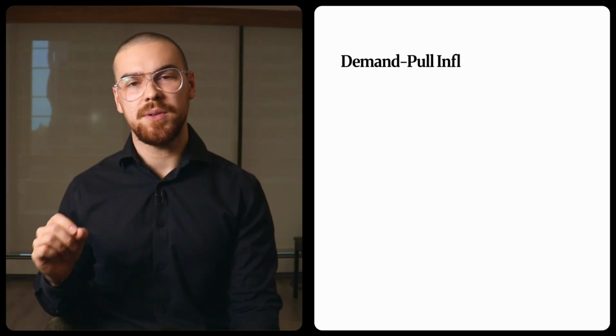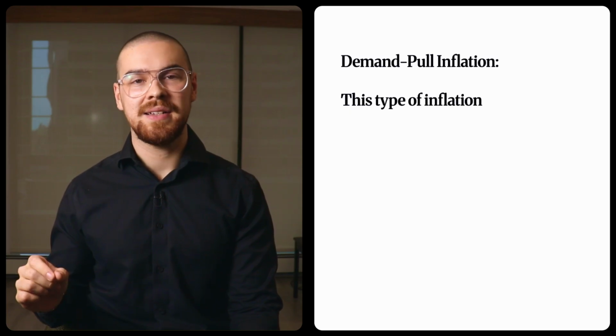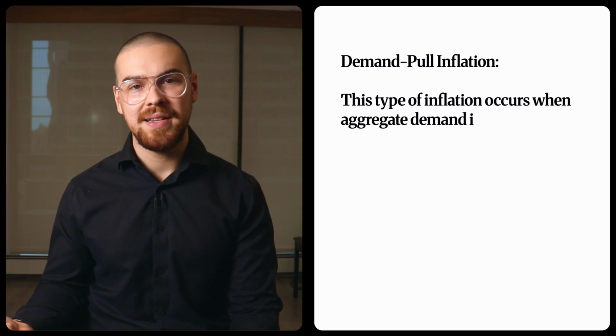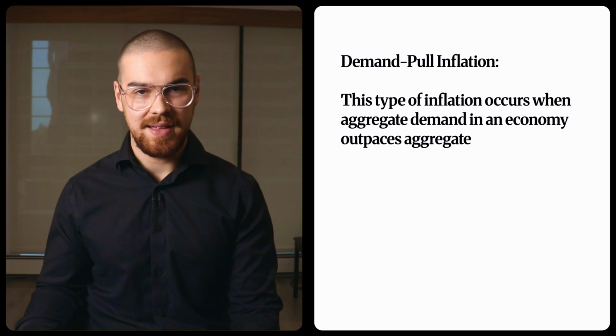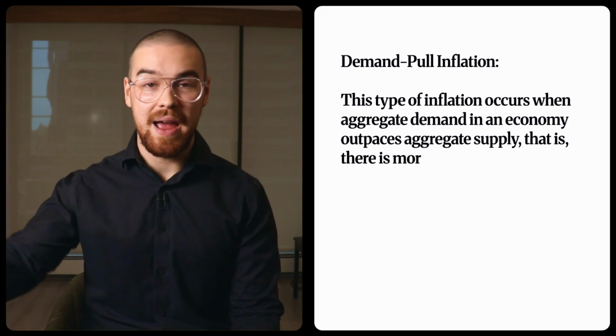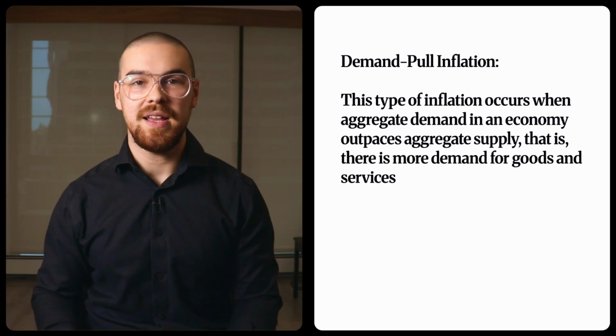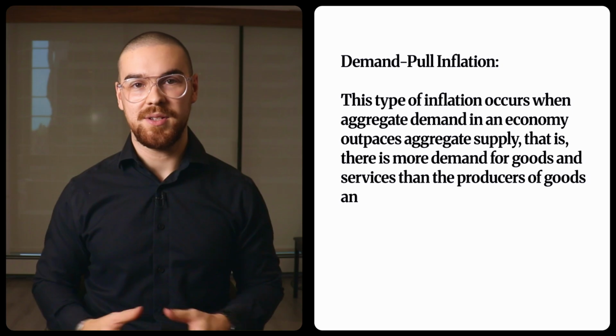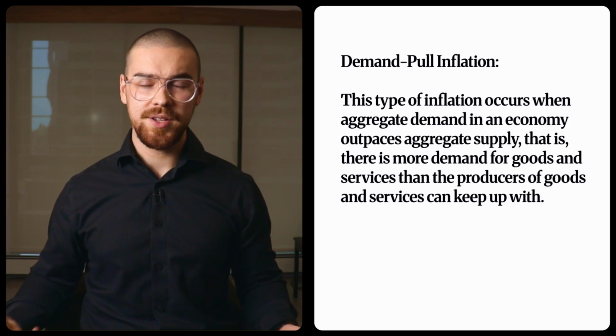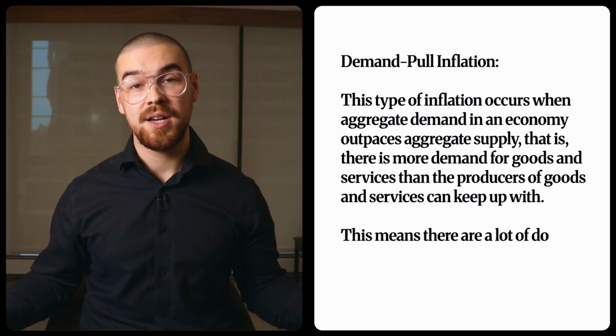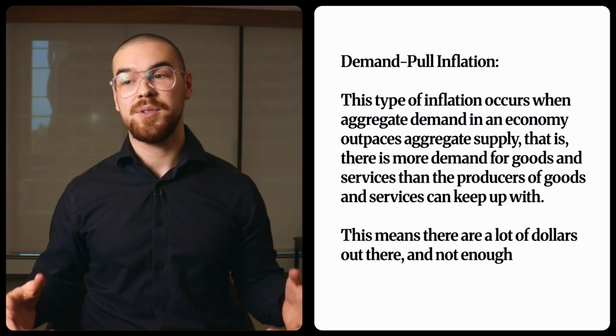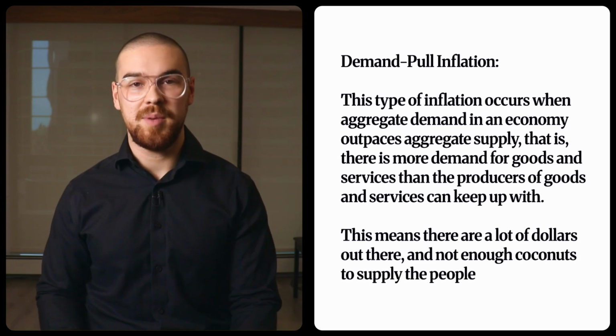This type of inflation occurs when aggregate demand in an economy outpaces aggregate supply. That is to say that there is more demand for goods and services than the producers of those goods and services can keep up with. So this means there are a lot of dollars out there and not enough coconuts to supply the people with.